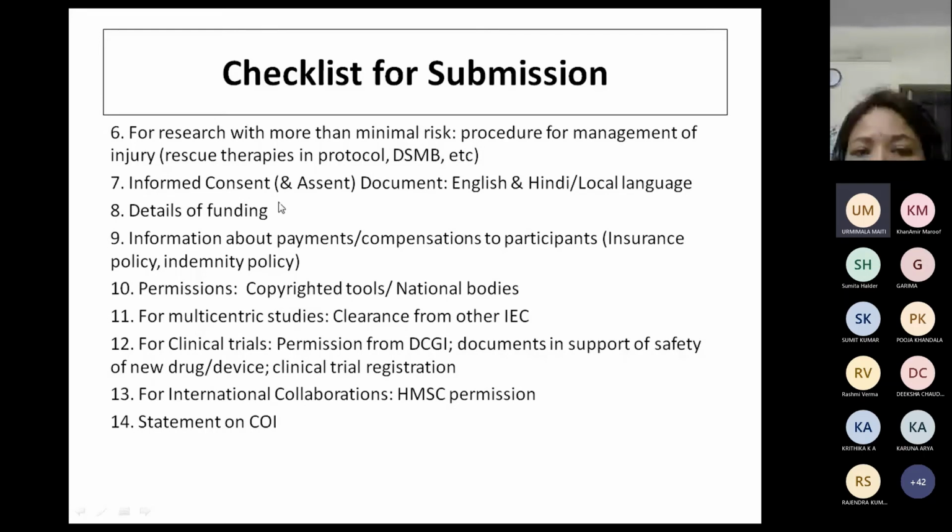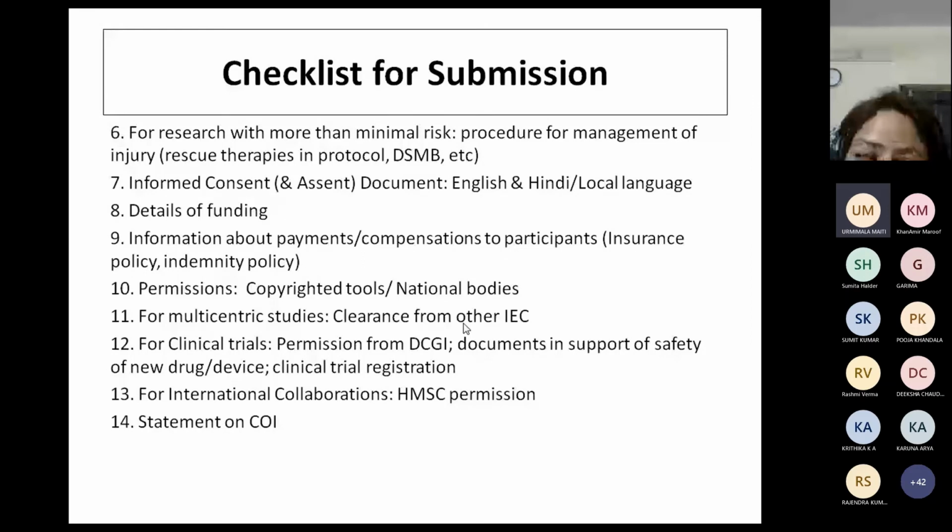Then you have the informed consent and assent document, which should both be in English as well as your local language, which for your purpose is Hindi. Details of funding, if any, information about payments or compensation to the participants. Permissions: if you are using any copyrighted tools or taking anything from national bodies, the requisite permission should be included in your research proposal. If you're planning to do a multicentric study, then you have to have clearance from the other centers also. The IC clearance from the other centers where you're intending to do it should also be there.